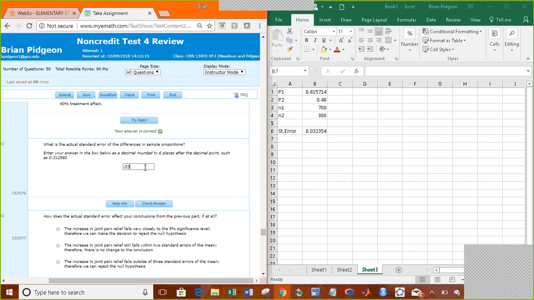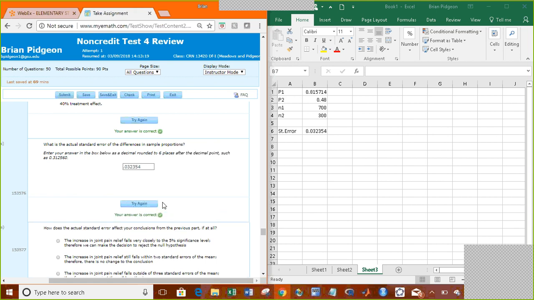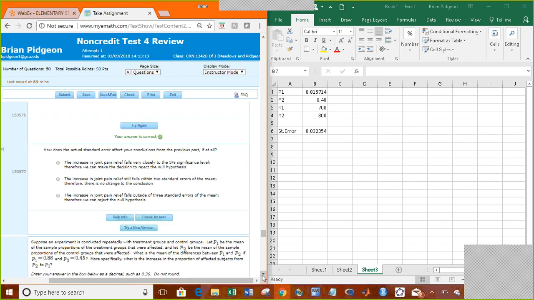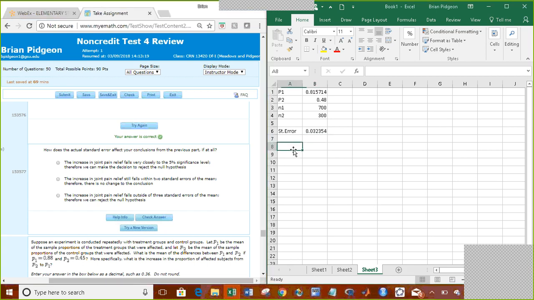6 decimal places, so 0.1, 2, 3, 4, 5, 6. There we go. And then how does the actual standard error affect your conclusions from the previous part, if at all? The increase in joint pain relief falls very closely to the 5% significance level, therefore we can make the decision to reject. The increase in joint pain relief still falls within 2 standard deviations of the mean, therefore no change to the conclusion. Let's just see. Our hypothesized value is 0.4. So let's go 0.4 minus 1 standard error.